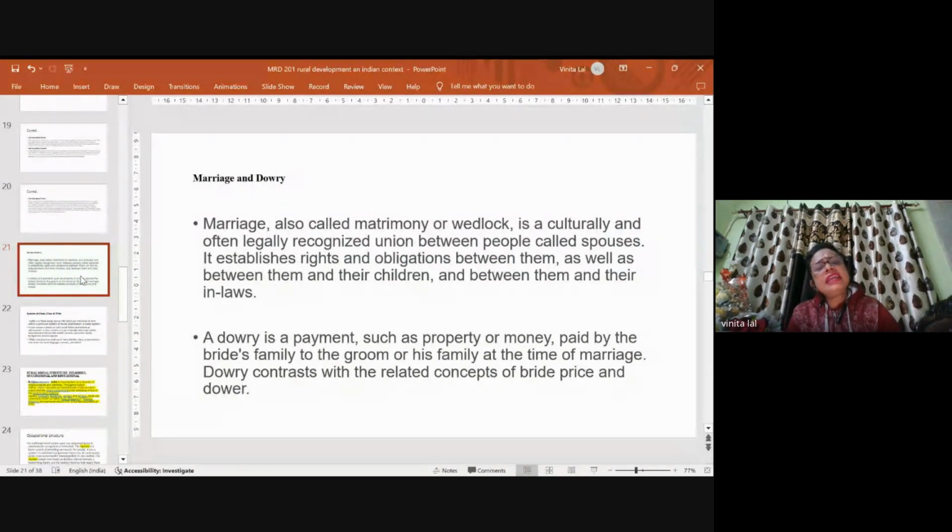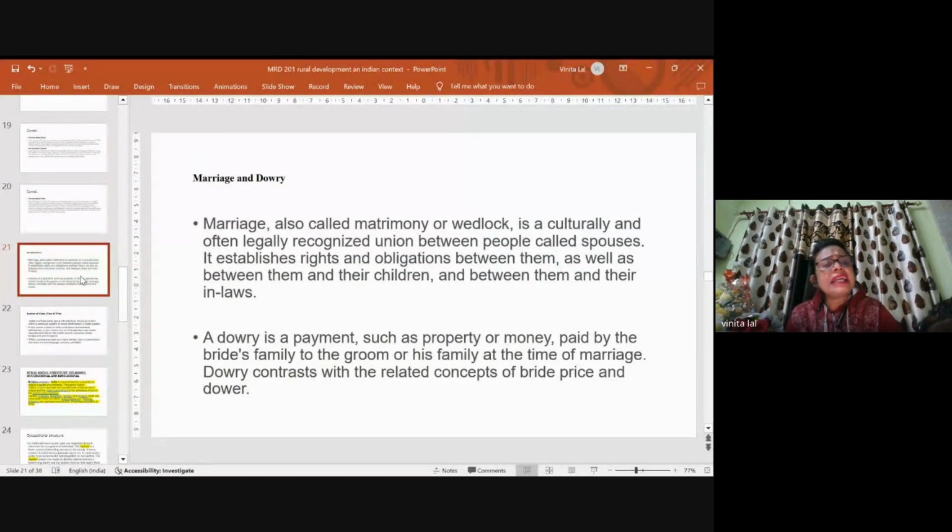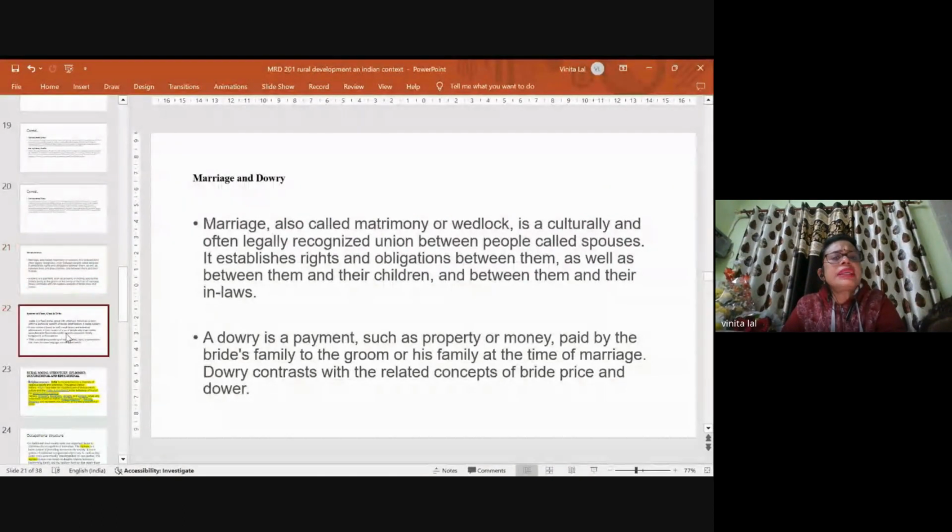Article 3 of the Dowry Prohibition Act 1961 specifies the penalty for giving or taking dowry, but does not apply to presents that are given at the time of marriage to the bride or groom, when no demand for them has been made. This is Indian law. Now come to the next slide.